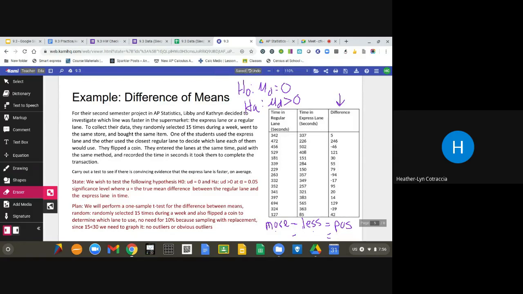I may get confused with that. So just keep in mind that that's where those numbers came from. Okay, so we have state. We wish to test the following hypothesis.